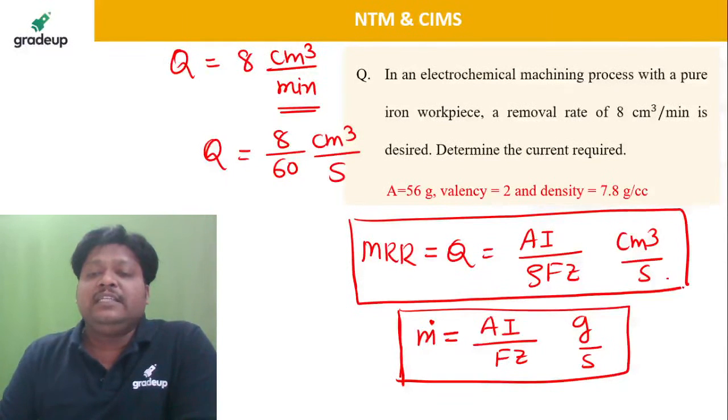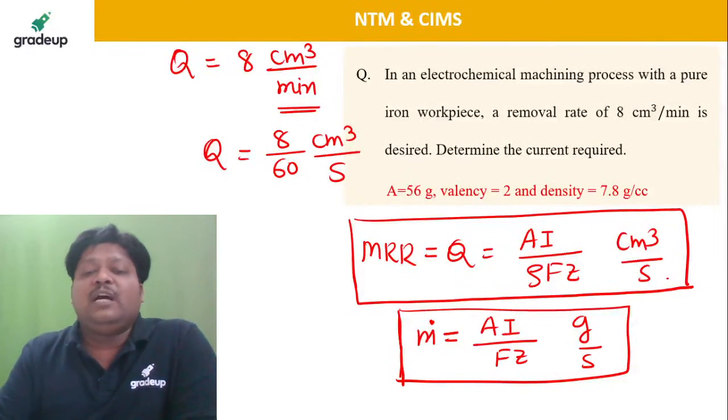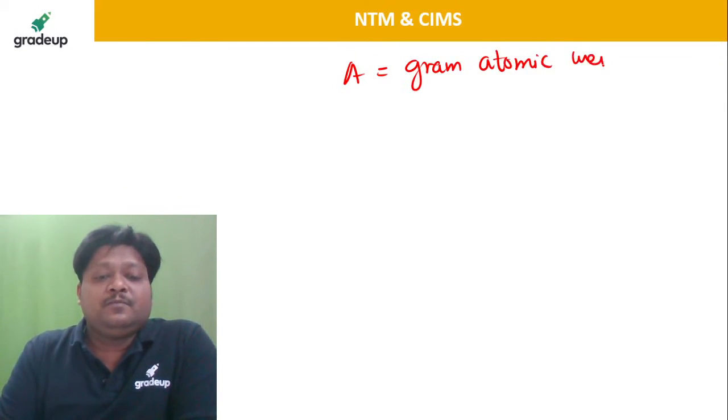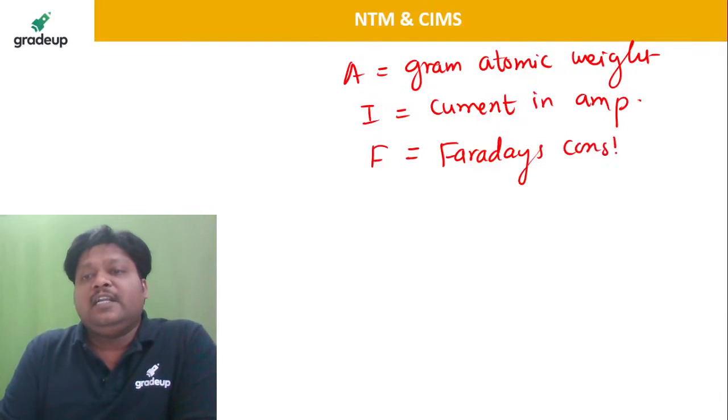So here in the question, they are not asking about the mass flow rate, they are asking about the material removal rate, right? And how much it is. So valency is given. A is the gram atomic weight. I is the current in amperes. F is Faraday's constant, 96500 coulombs per mole.